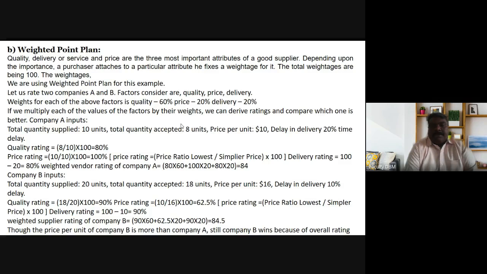If you look at company A, we would have selected it just by seeing, but using this weighted point plan, it clearly shows 84.5% is the rating of company B. So this is how we are going to use this second one.